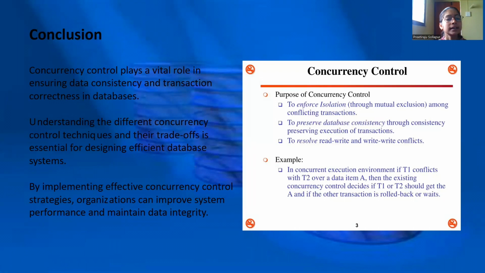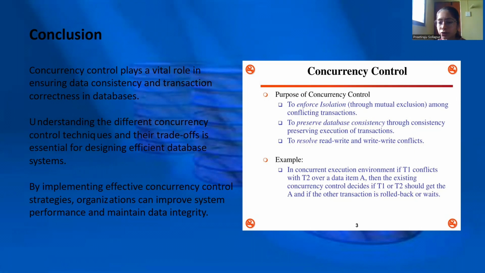Conclusion. Concurrency control plays a vital role in ensuring data consistency and transaction correctness in databases. Understanding the different concurrency control techniques and their trade-offs is essential for designing efficient database systems. By implementing effective concurrency control strategies, organizations can improve system performance and maintain data integrity.